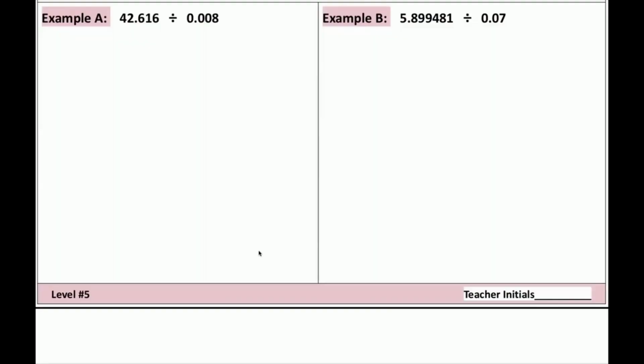Level number 5 is our most challenging level, so this video is going to move pretty quickly. If you're feeling like you need more practice, go back to level 1, which is just long division, or you could practice with level 2, 3, and 4, which have some more guidance. Let's take a look at example A.